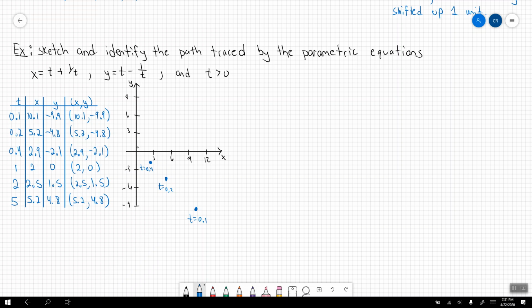The next one's going to be at 2, 0. That's going to be perfect, somewhere here, and that was t is equal to 1. Then I'm going to go to t is equal to 2, and that was at 2.5, getting closer to 3, and then up at 1.5, so somewhere here. Nice. And then the next one's going to be at 5.2, somewhere here, and then up at 4.8, looking like it's somewhere here. So that was t is equal to 5, and the one before was t is equal to 2. Now, what it's looking like here is it's doing this, and some of you might say, hey, that kind of looks like a parabola.